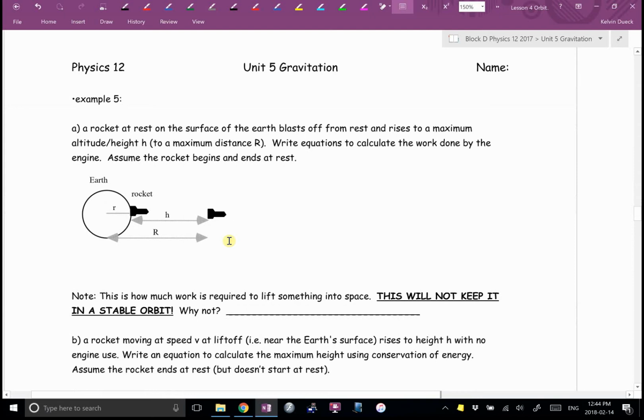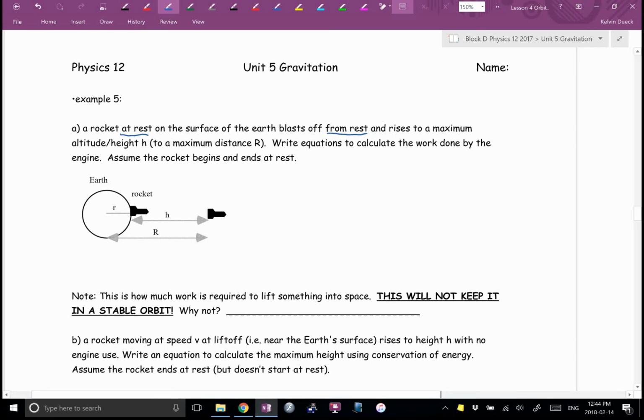Example 5. A rocket at rest on the surface of the Earth blasts off from rest and rises to a maximum altitude or height h. You know what? To a maximum distance from the center of the Earth, big R. Write equations to calculate the work done. What do they want me to calculate, Ange?